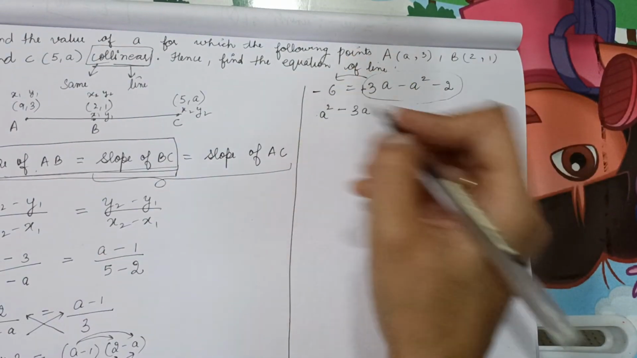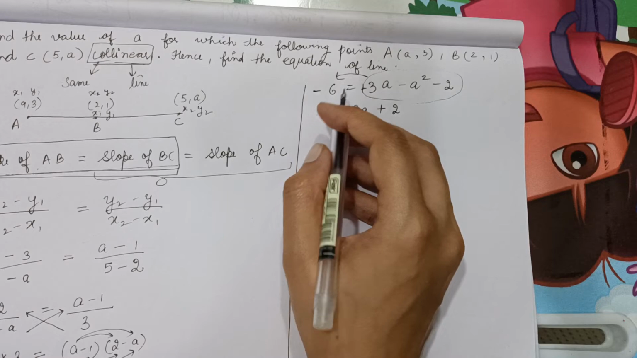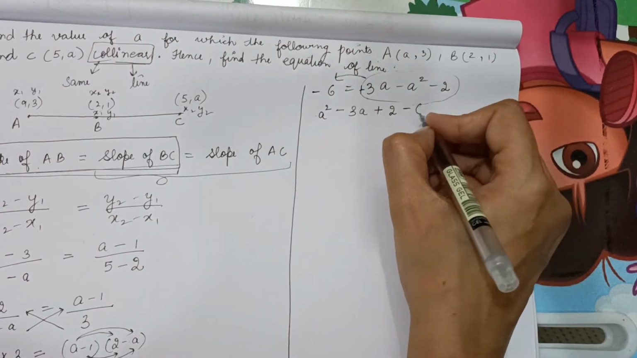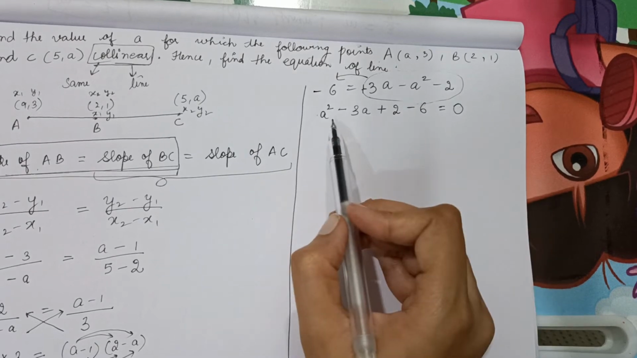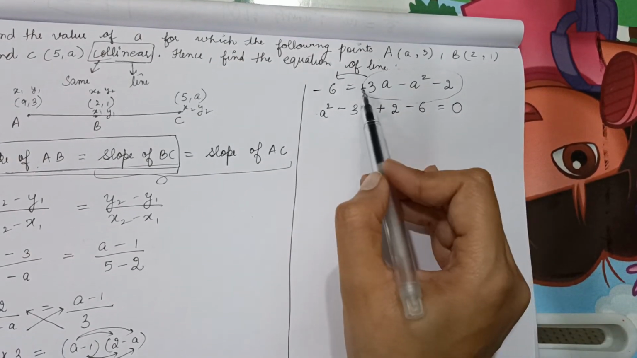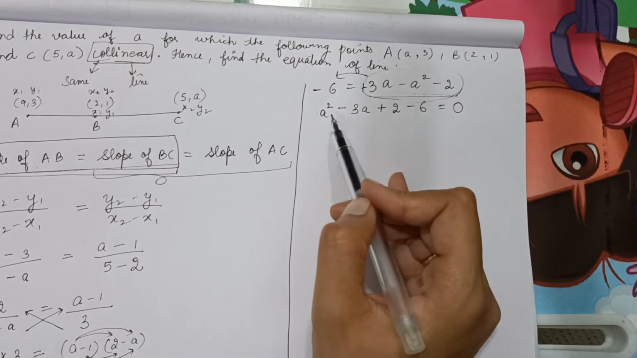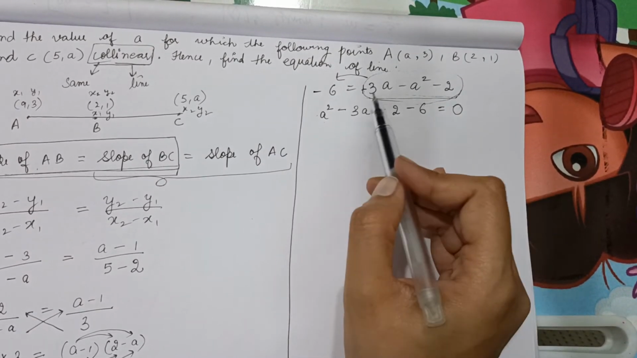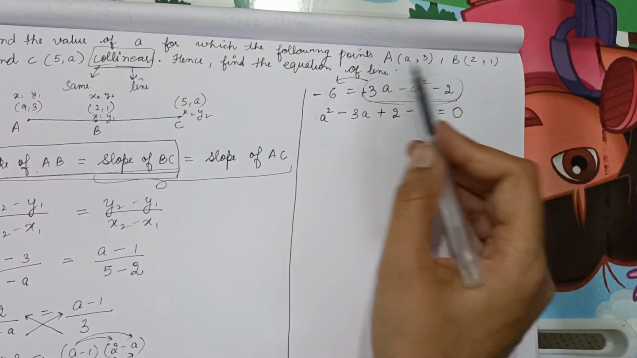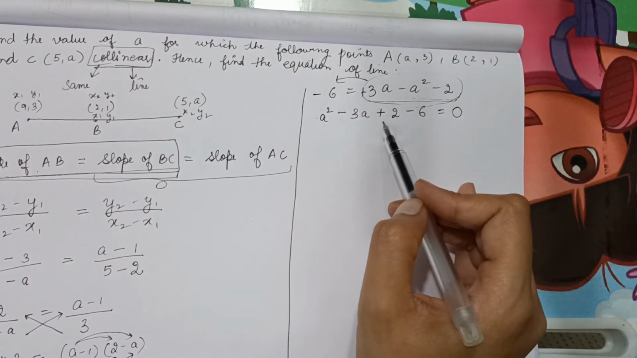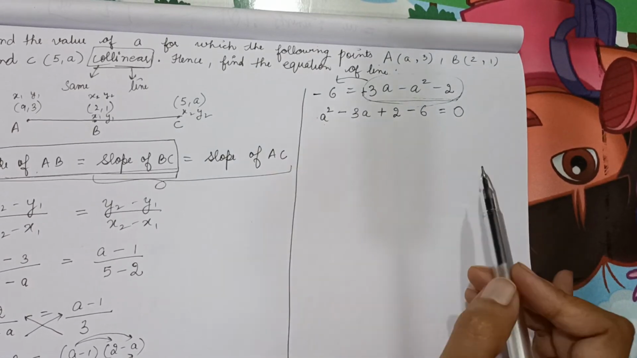Minus 2, when we are shifting to the other side, will become plus 2. And also you can see on this side we already have minus 6, that I am writing as it is. So I have written it in this way. Every term from this side I shifted to the other side. So minus a changed to plus a square, plus 3a changed to minus 3a, minus 2 when shifting to the other side changed to plus 2, and minus 6 which is already there I am writing as it is.